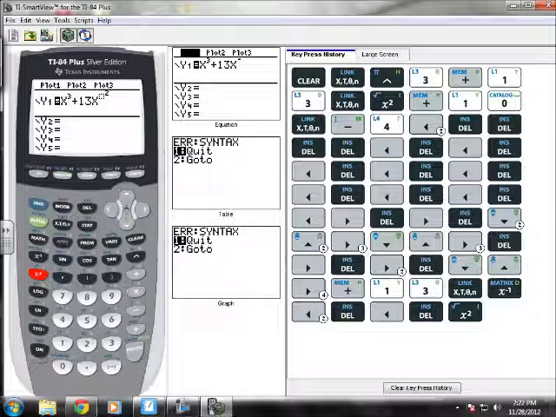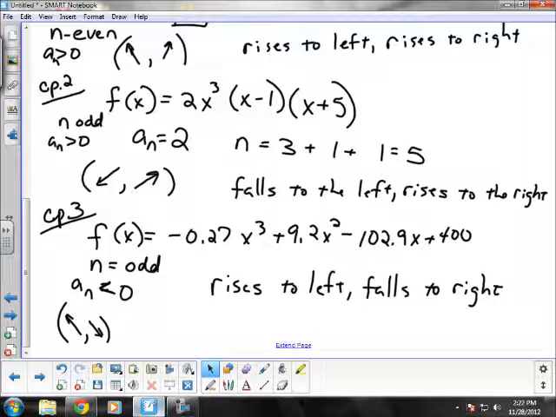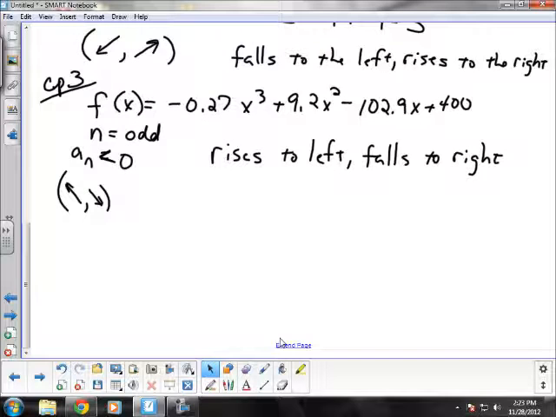Anyway, type it into your calculator. Go to the Zoom and go to standard window and hit enter. And look at your picture. Okay. Now, I want you to look at that equation.